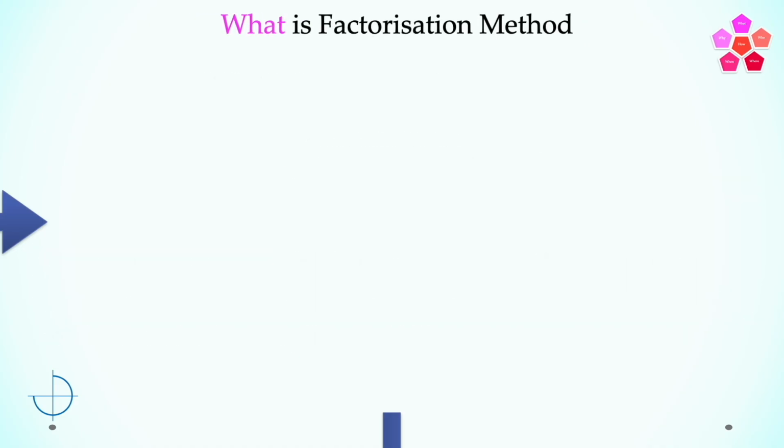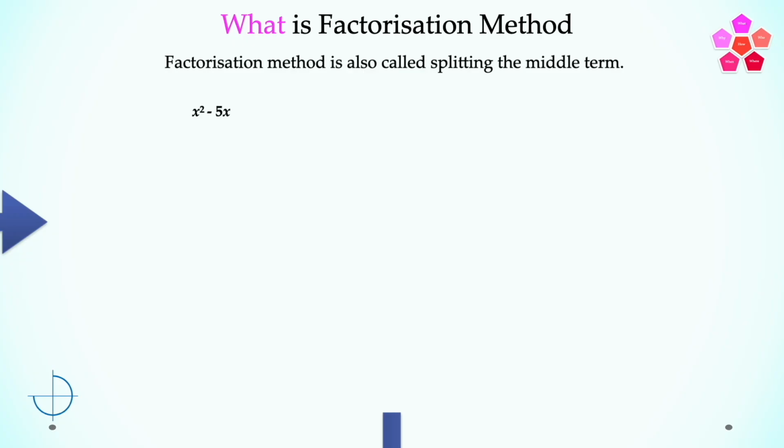So let's start our journey of how to solve quadratic equations with the factorization method. Factorization method is also called splitting the middle term. It is best understood with an example. Let's say we have a quadratic equation x squared - 5x + 6 = 0. So we split the middle term and we have x squared - 2x - 3x + 6 = 0.